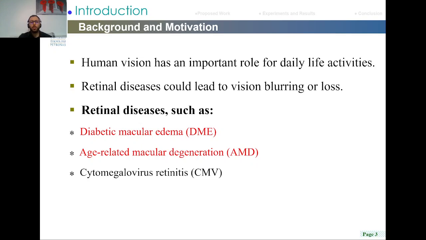For the background and motivation, we give importance to human vision. In fact, if vision is disturbed, we cannot see clearly, and this would impact our decisions for daily life activities. Retinal diseases could lead to vision blurring or loss. Diabetes is one of the factors that could affect the retina and eventually the vision. The two diseases that we are going to study are diabetic macular edema and age-related macular degeneration.